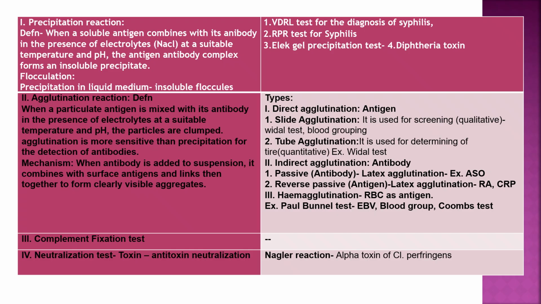Indirect agglutination: detection of antibody, so passive antibody detection by latex agglutination, example ASO. Reverse passive antigen detection by latex agglutination method, example RA. Hemagglutination, where RBC is used as the antigen, example: Paul-Bunnell test, blood group tests. Third is the complement fixation test, and fourth is the neutralization test. In that, toxin-antitoxin neutralization is there. Example is the Nagler reaction used for detection of alpha toxin of Clostridium perfringens.